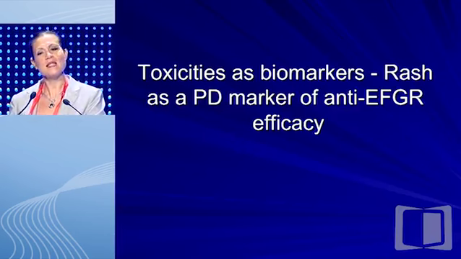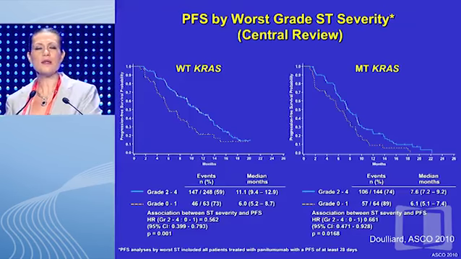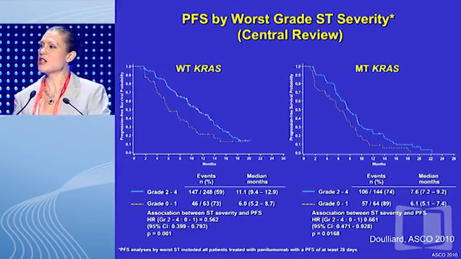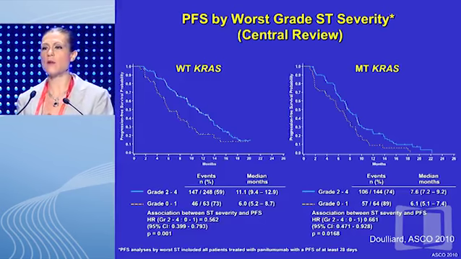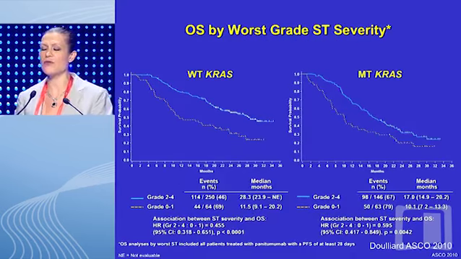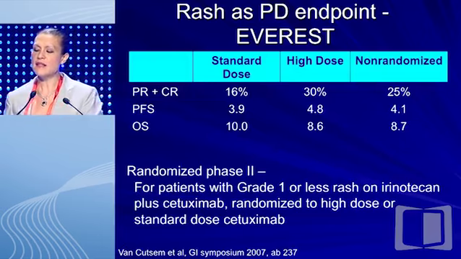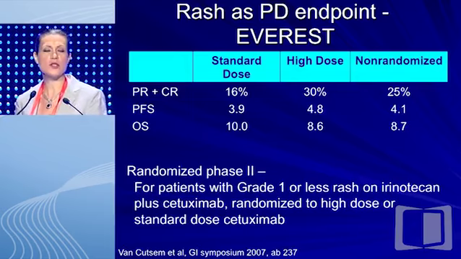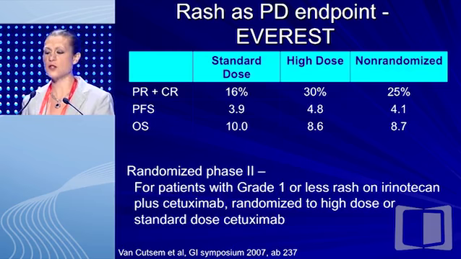What about toxicities as markers of anti-EGFR efficacy? So we've all seen this data that the worse rash that you get with anti-EGFR therapy, the better that you do in terms of progression-free survival as well as overall survival. And this has been taken in an initial randomized phase 2 study trying to bump the dose of the anti-EGFR antibody to dose to rash. And so for patients who have a grade 1 or less rash on treatment, they bump up the dose of cetuximab, and you can see here as you bump up the dose, there's a suggestion that you get an improved response.